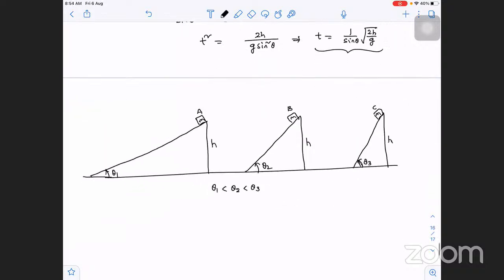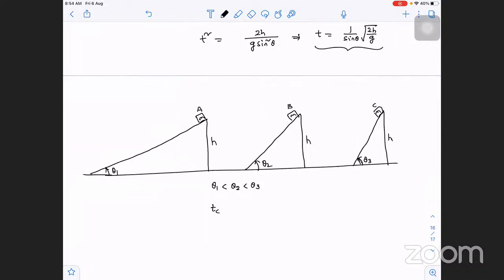So the time taken by C will be least compared to B, and compared to A, because the time value is inversely proportional to sine theta. As the theta value is more, the sine theta value is more, then the time value will be less.